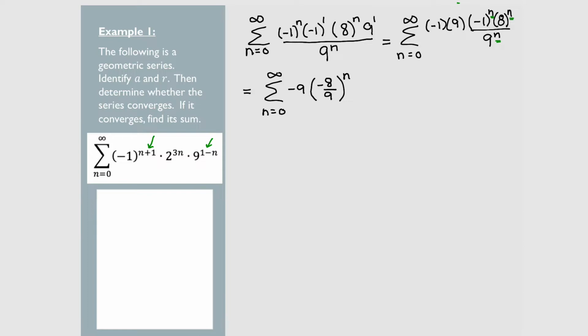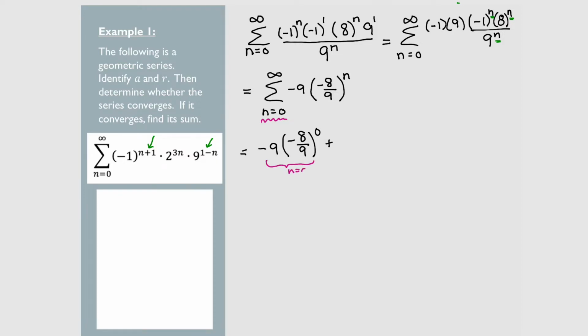Now, to actually get the terms of A and R and identify what they are, I'm going to list out the terms of my series. And I'm going to start at the first term, which is when n is 0. And so when n is 0, I can see clearly that I have -9 times -8 over 9 to the 0th power. And this is when n is 0. This is my first term.